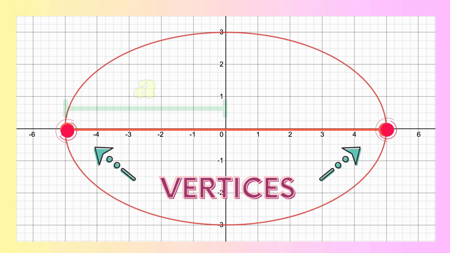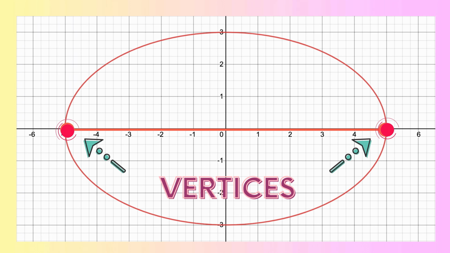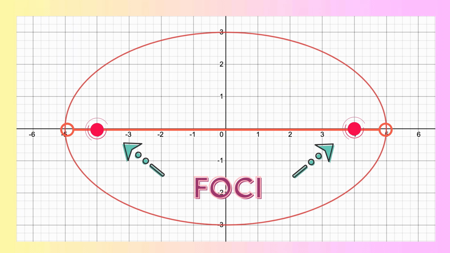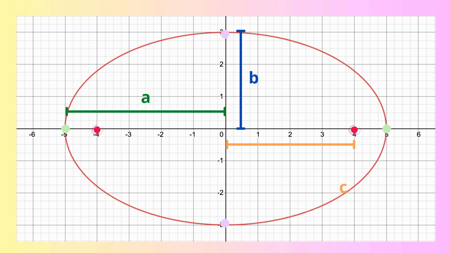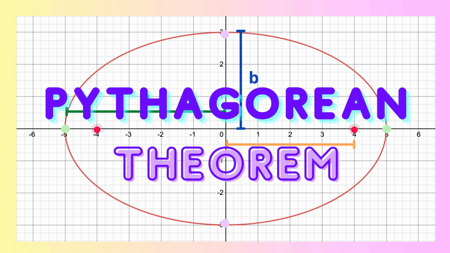The distance from one vertex to the center is denoted by a. The distance from one co-vertex to the center is denoted by b, while the distance from one focus to the center is denoted by c. One important property among these distances, a, b, and c, is that they represent the Pythagorean theorem.